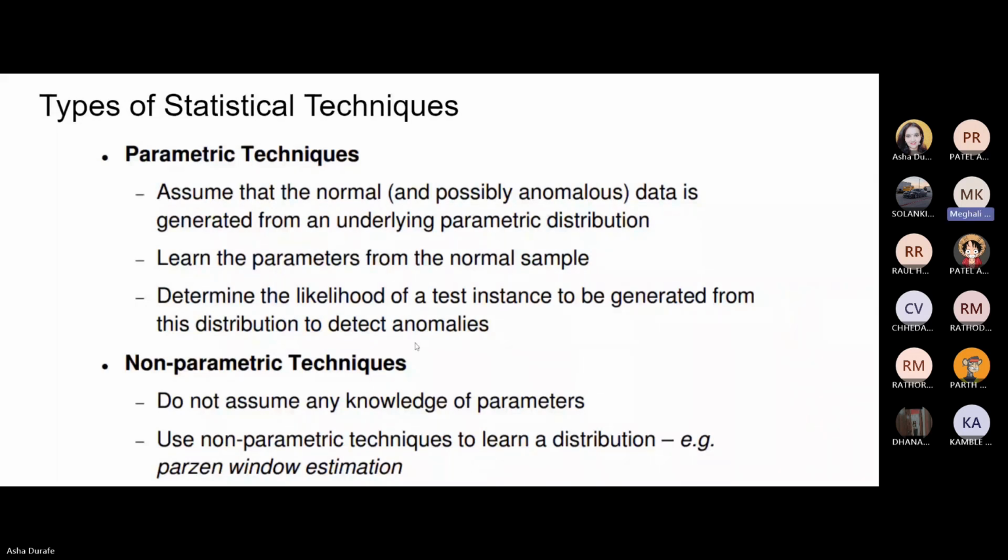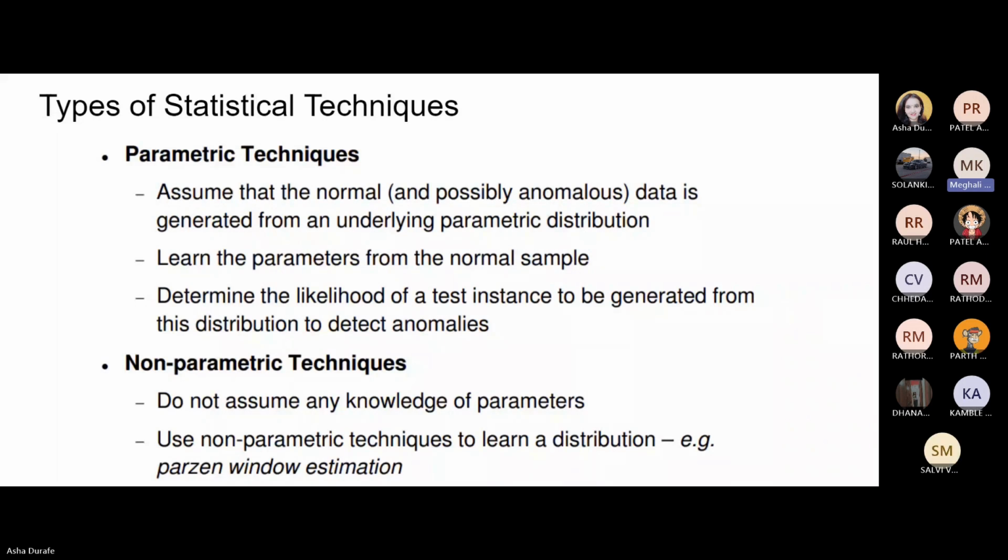In non-parametric techniques, you don't have to assume any knowledge of parameters. You have to use non-parametric techniques to learn the distribution. One example which can be used for a non-parametric technique is Parzen window estimation. So here we have seen different techniques of anomaly detection.